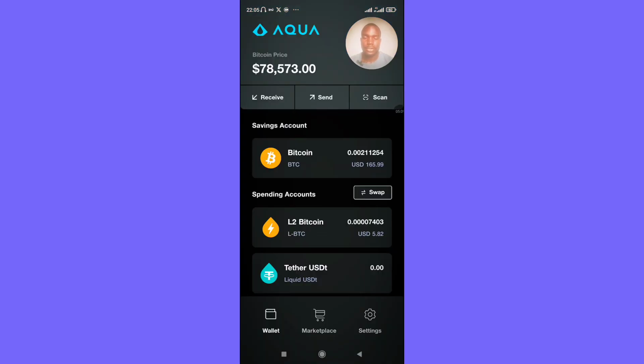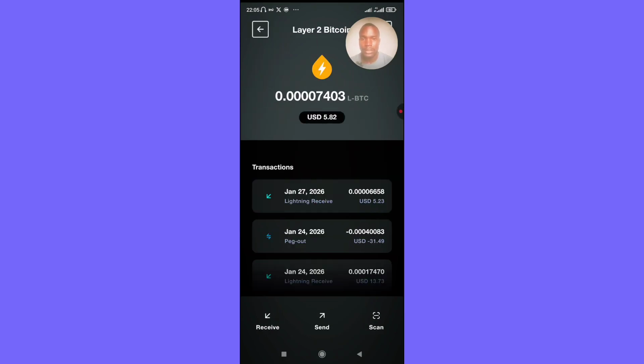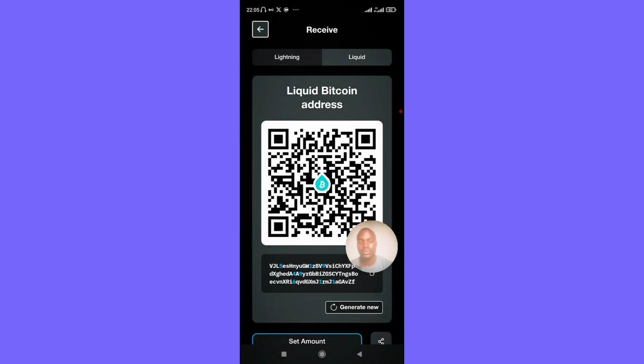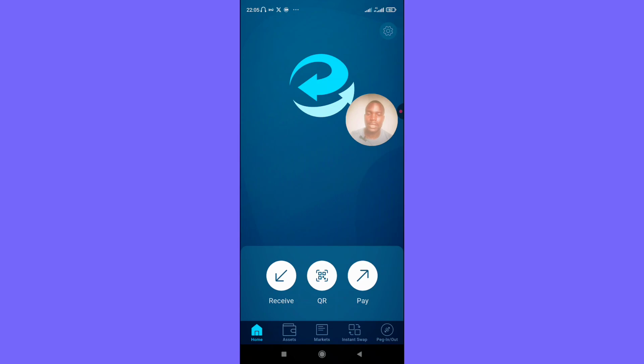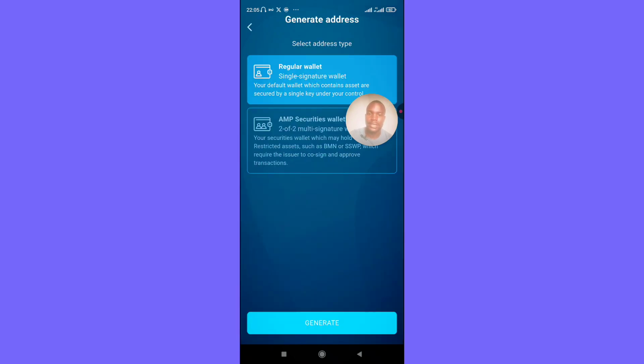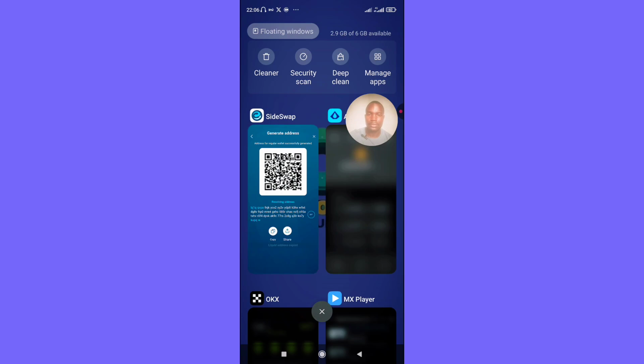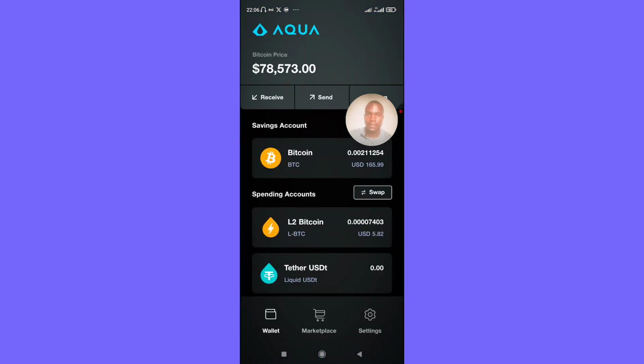Okay, now I have some Bitcoin here on my Aqua wallet under the L2 Bitcoin. So this is either Liquid or Lightning network. Because Sideswap allows us to interact with the Liquid network, everything we're going to do is on the Liquid interface. So let's click on the receive. We use the regular wallet. Then we have here our address. Remember, this one is a Liquid address. So let's copy that one and then go into Aqua and send over some Bitcoin.